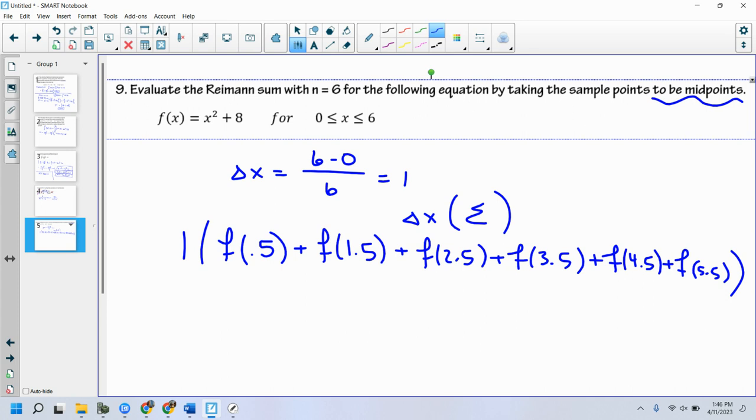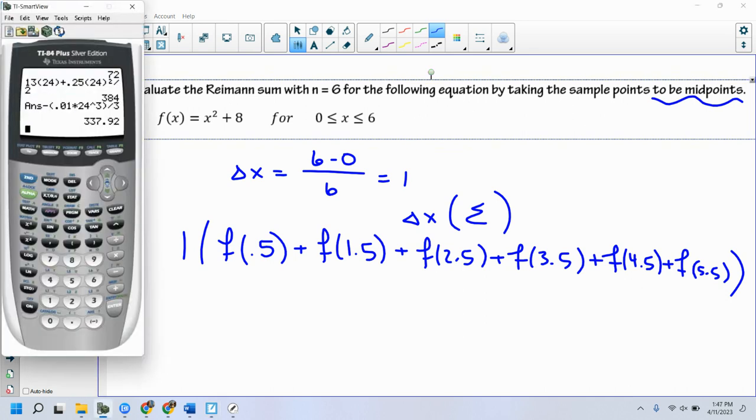And at this point, it just goes to your calculator, just plugging them all in. 0.5 squared plus 8, plus 1.5 squared plus 8, plus 2.5 squared plus 8, plus 3.5 squared plus 8, plus 4.5 squared plus 8, plus 5.5 squared plus 8, which gets me 119.5.